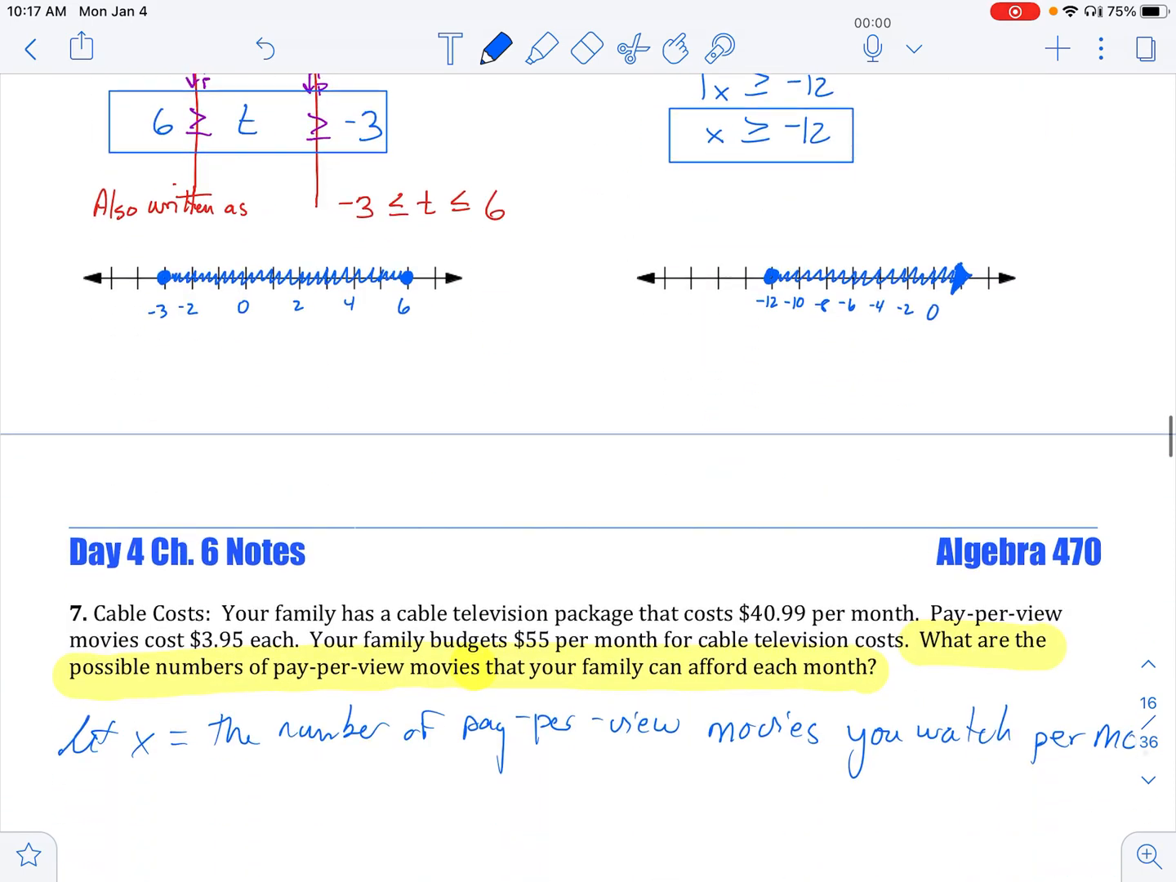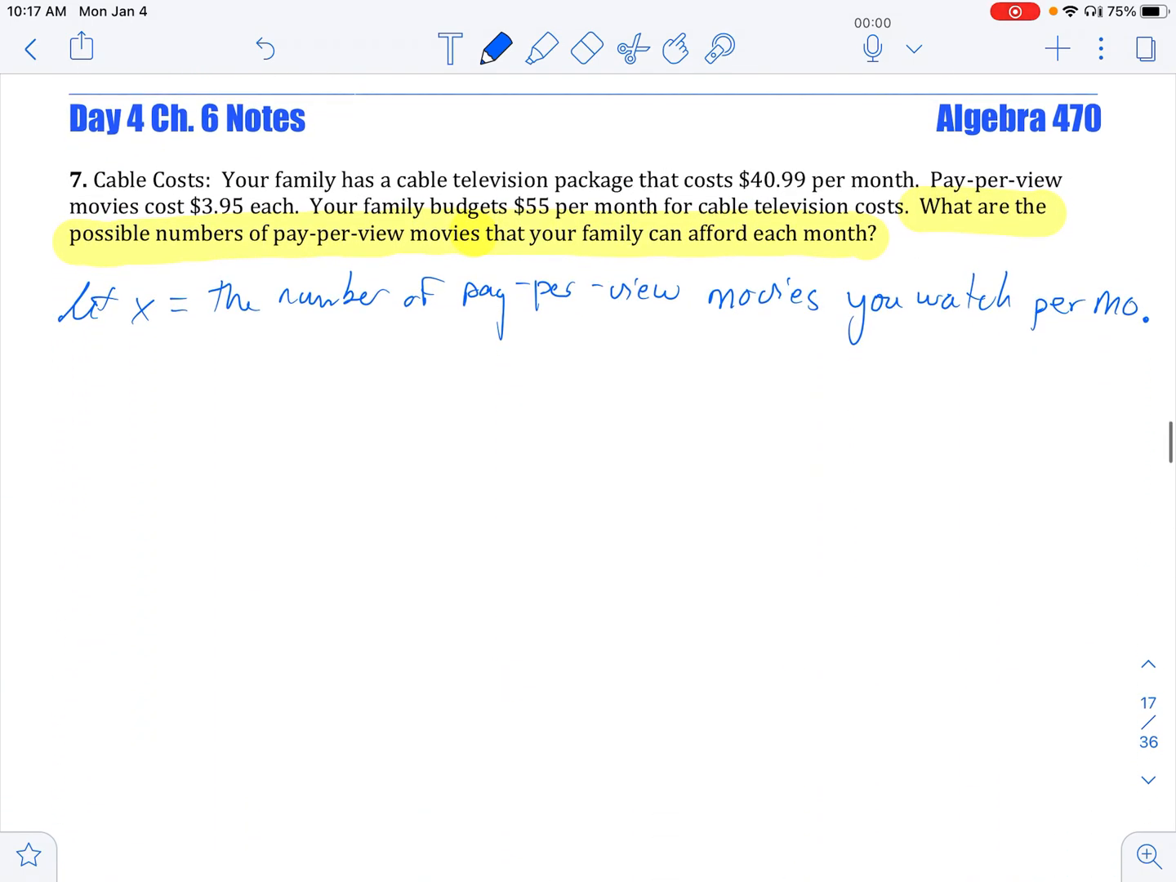All right, let's get ready here for problem number 7, and this is the cable cost problem. It says your family has a cable television package that costs $40.99 per month. Pay-per-view movies cost $3.95 each. Your family budgets $55 per month for cable television costs. What are the possible number of pay-per-view movies that your family can afford each month?